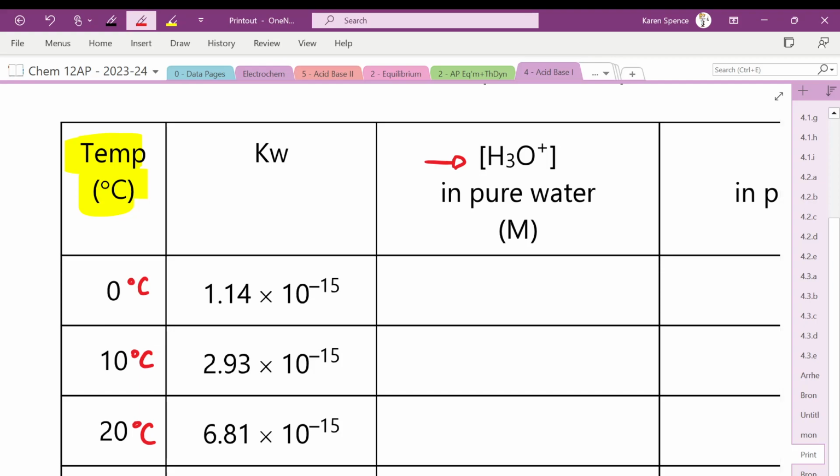And if you're like, I have no idea, Ms. Spence, we just did it at 25 degrees Celsius. So you can use that one as a model. You can go back to your previous page and use that as a model. Okay?